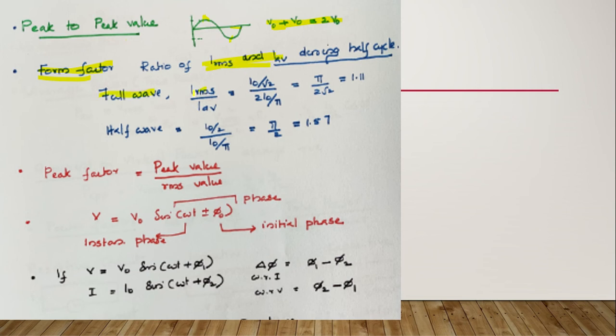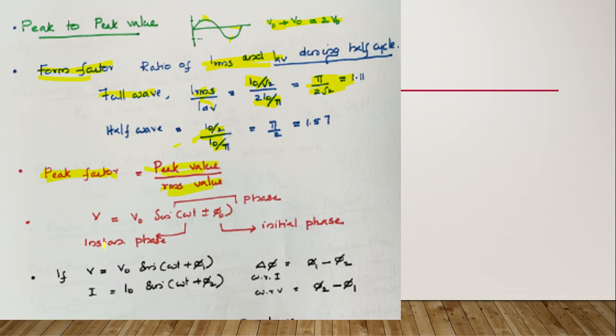For the full wave rectifier, the RMS value is I0 by root 2 and the I average for the half cycle is 2I0 by pi, and you get the value. But for the half wave, it is I0 by 2 divided by I0 by pi. And similarly another concept, the peak factor, the peak value by the RMS value, you can find.